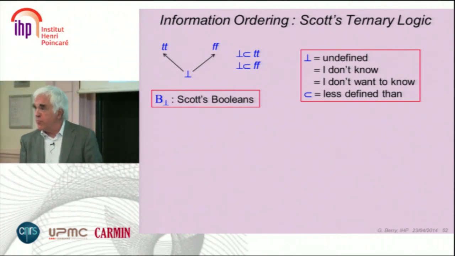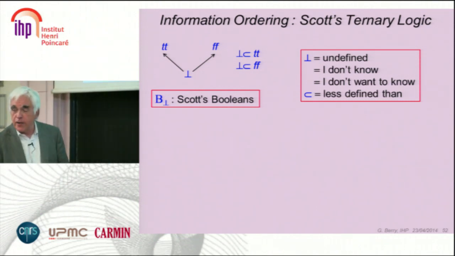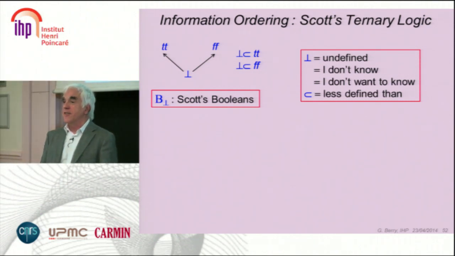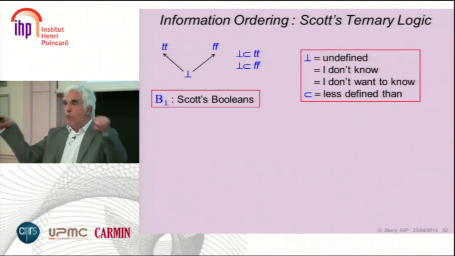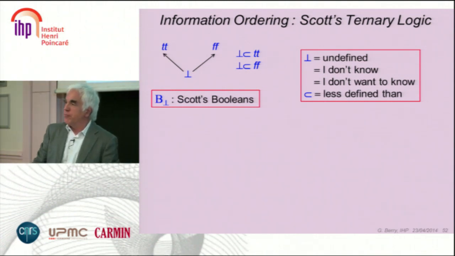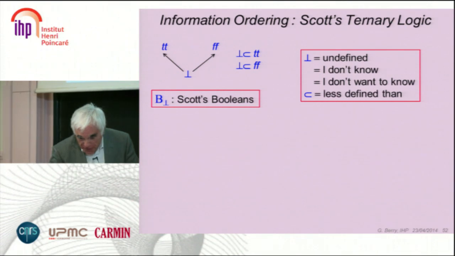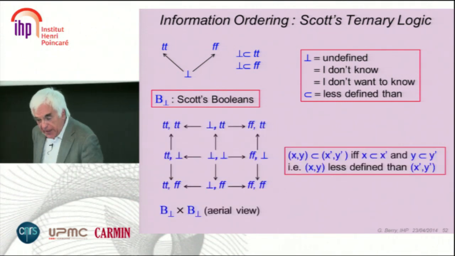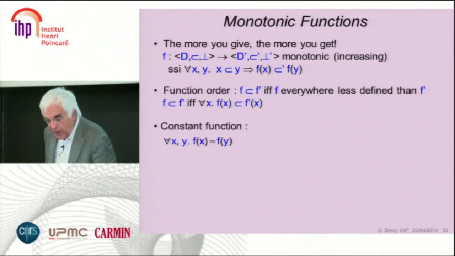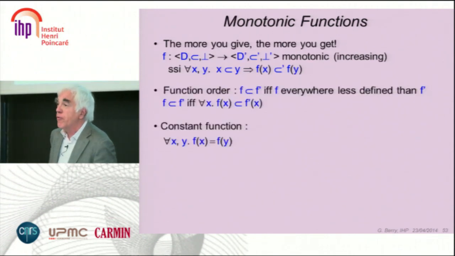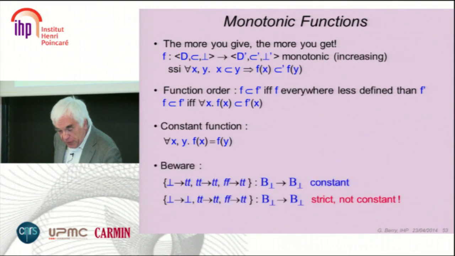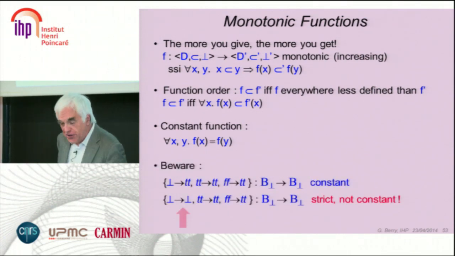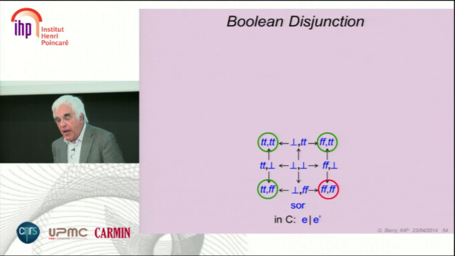Ternary logic was reinvented lots of times, including in circuits. Instead of saying bottom, 0, 1, you say 0, 1, X on top, which is very convenient when you read papers. So that's Scott Booleans. Everybody knows Scott Booleans, I think. And these slides are not meant for people trained in the field. So I know you know monotone functions, and I know you probably know Boolean disjunction.